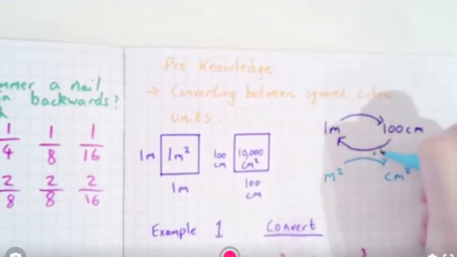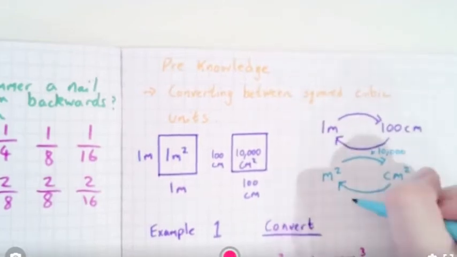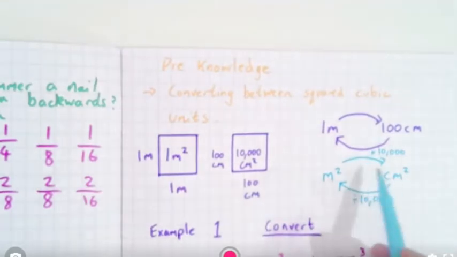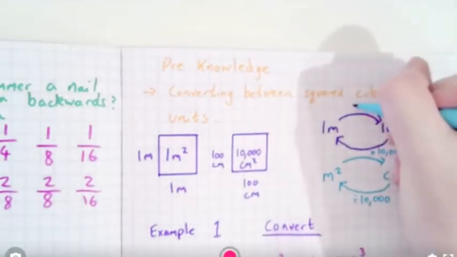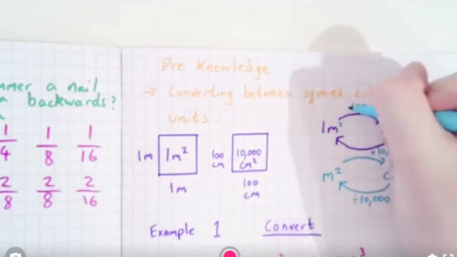So actually, the conversion between meter squared and centimeter squared is 10,000. So you can draw this little diagram as well. The way I like to think of it, though, is not quite 10,000, but I like to think of it as the normal conversion rate that you would normally know, but squared.